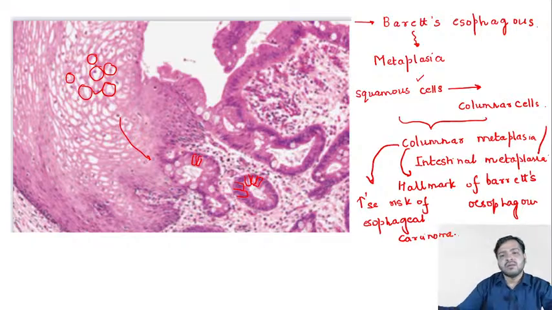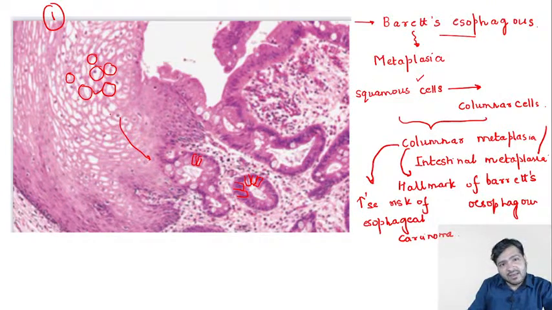So that is about the Barrett's esophagus. That was the first image that we discussed today, guys, in which we can see the metaplasia, change from squamous cells to the columnar cells. Intestinal or columnar metaplasia is basically the hallmark of Barrett's esophagus, and in turn it is increasing the risk of esophageal carcinoma, guys. Now what else can we see?